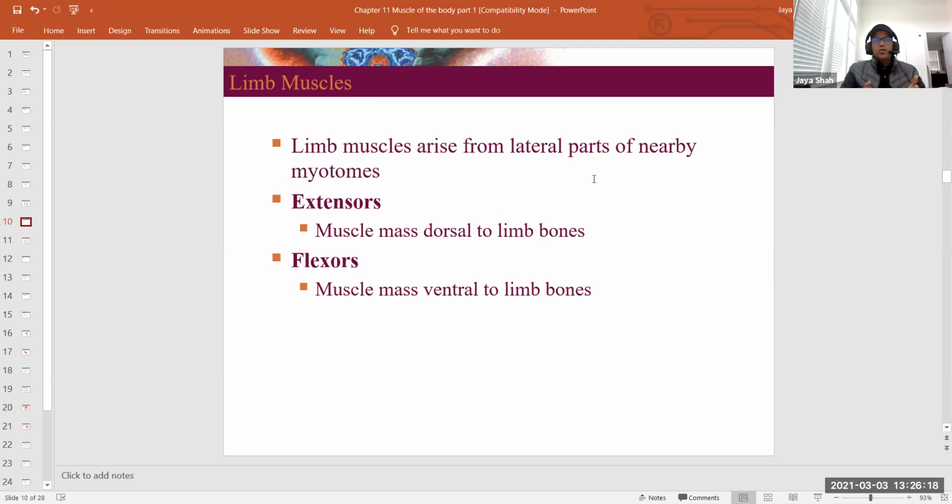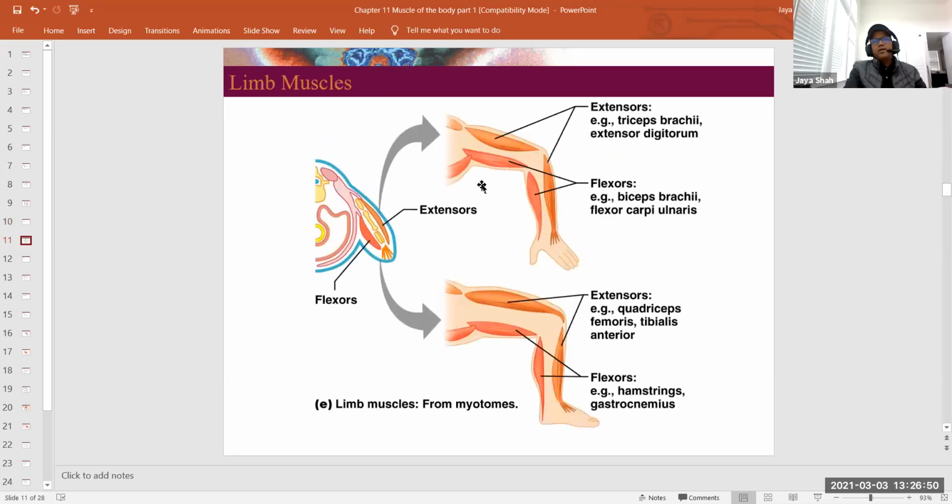If you see the arrangement of upper limb and lower limb in anatomical position, the upper limb flexes when your hand comes forward, but the lower limb flexes when your leg goes backward. Are you following me? That's why extensor muscle mass is dorsal to the limb bones and flexor muscle mass is ventral to the limb bones. So let's see here. This is the upper limb. The arrangement of the muscles is just opposite in the lower limb.